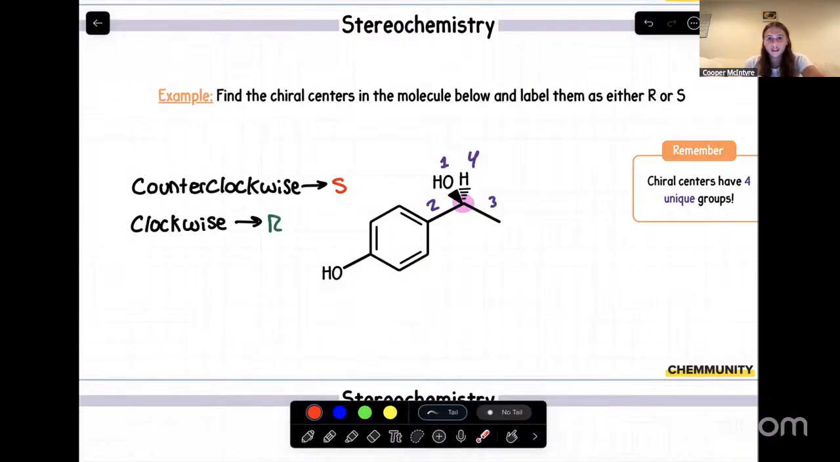So in this case, let's go through and count our groups together. So we're moving from 1 to 2 to 3 to 4. And if you can see that direction, that is going counterclockwise. And that means our configuration is in the S configuration. Perfect. We'll move on.